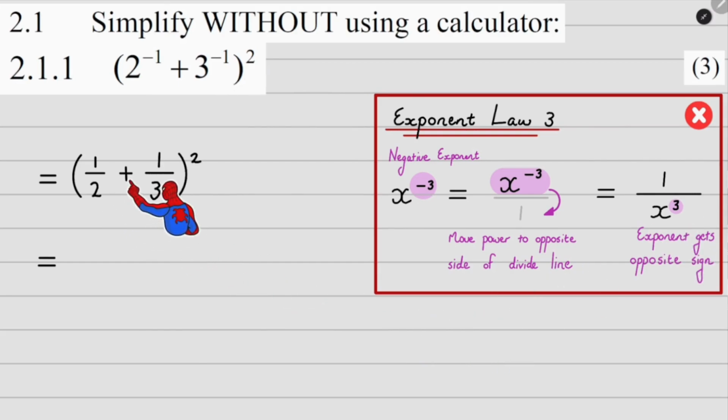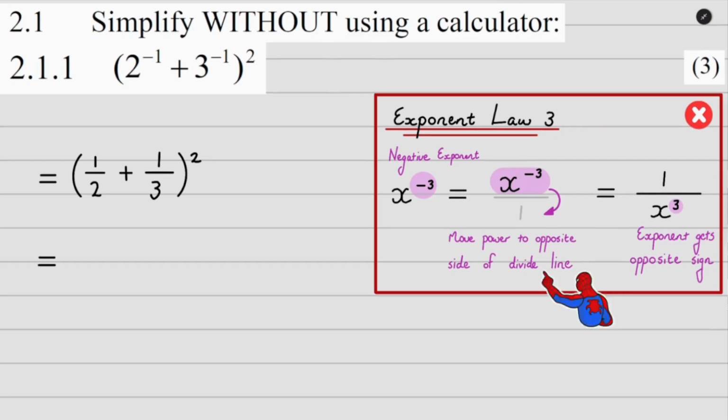Okay, now I'm adding 2 fractions on the inside of the bracket. So I smell an LCD cooking in the kitchen. So the smallest number that 2 and 3 fit into will be 6.